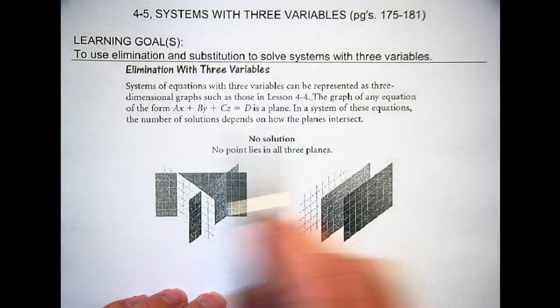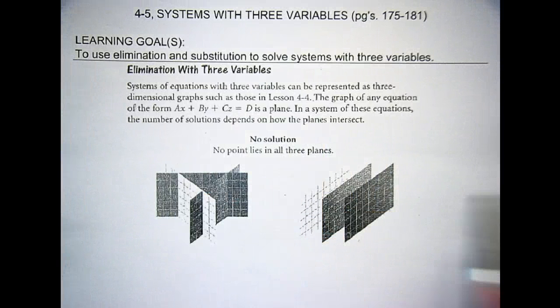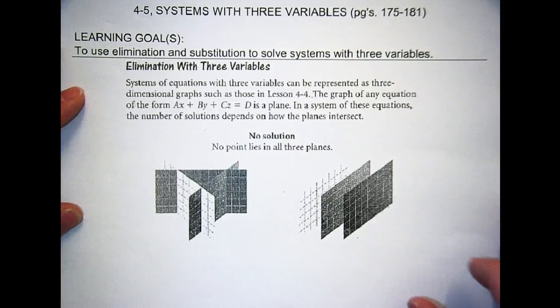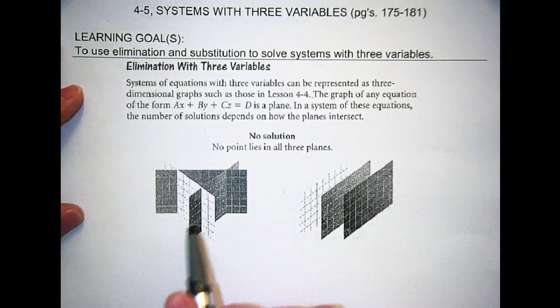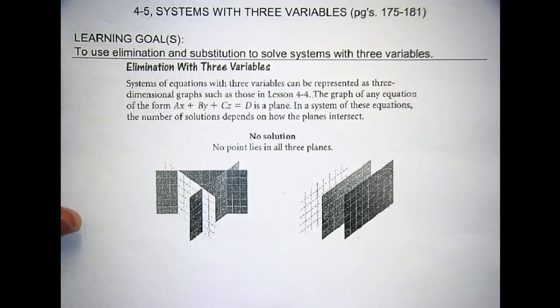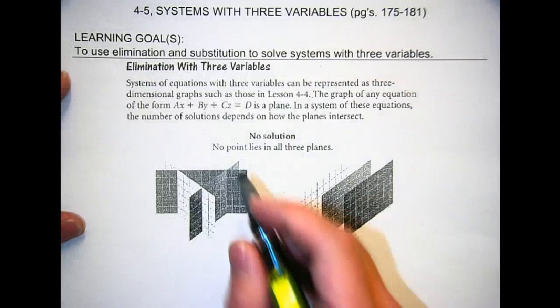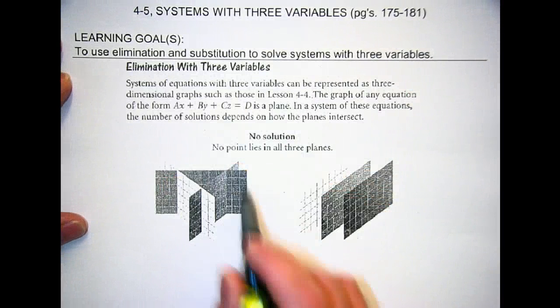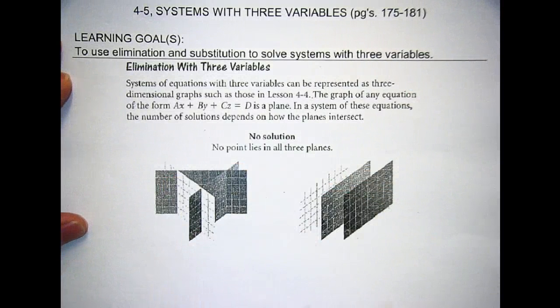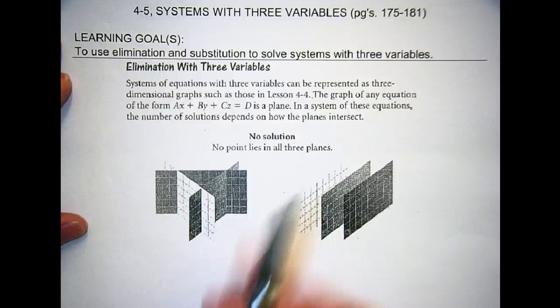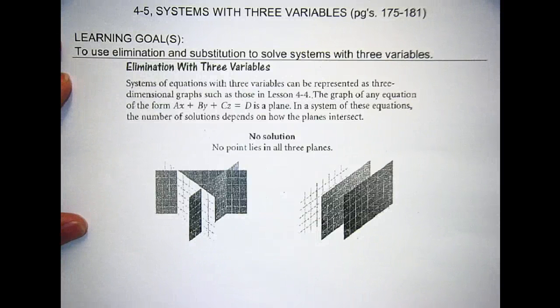Okay, in a system like these equations, the number of solutions depends upon how the planes intersect. So let's get a picture for yourself. Now these are in your textbook if you really wanted to get them later. But they're page 175 to 181. But here's a picture of a no solution. In order for a system to have a solution, all three planes have to intersect at a single point.